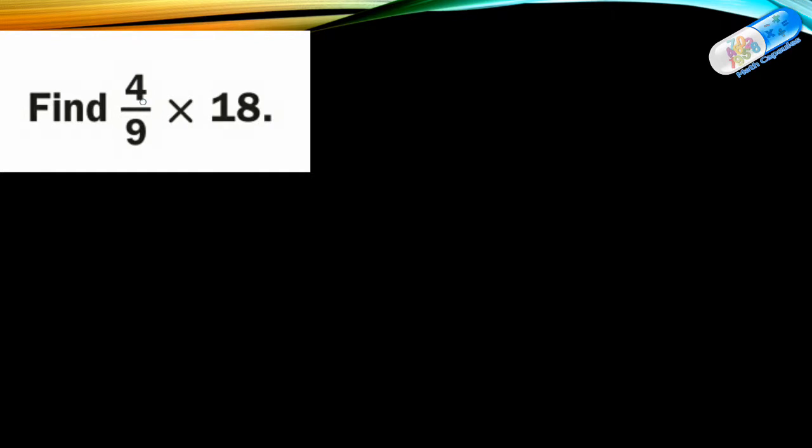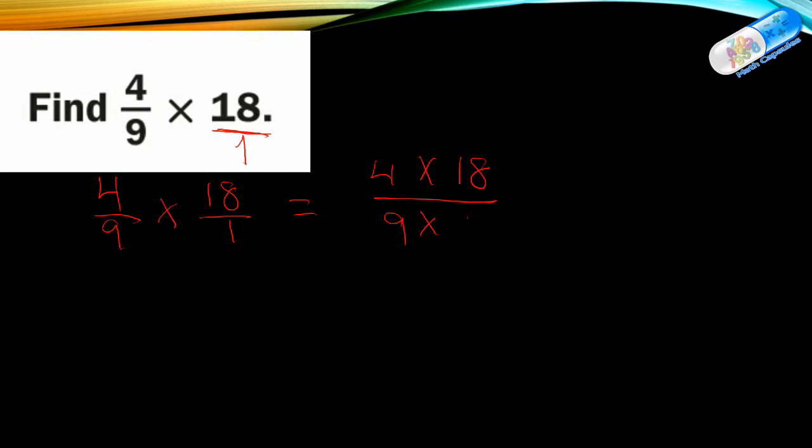Another example, 4/9 multiplied by 18. Here the 18 is a whole number, so remember, if it's a whole number, I write it as over 1. Now 4/9 multiplied by 18 over 1. We have 4 times 18 in the numerator, 9 times 1 in the denominator. Now again, look, instead of multiplying then dividing, if we have common factors between the numerators and denominators, we can make it easy for us.